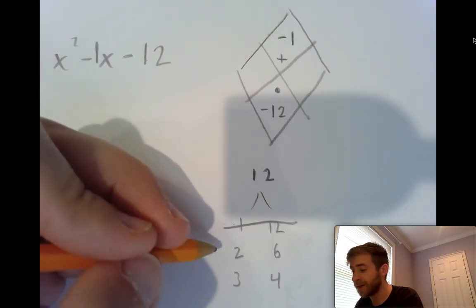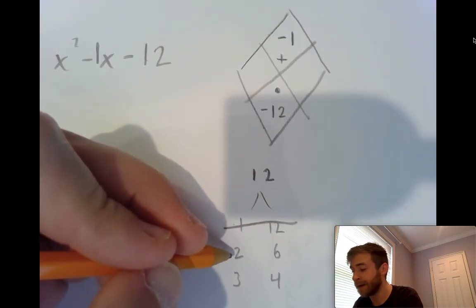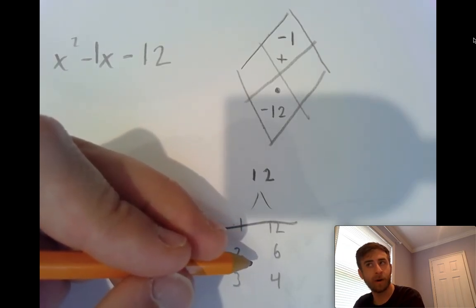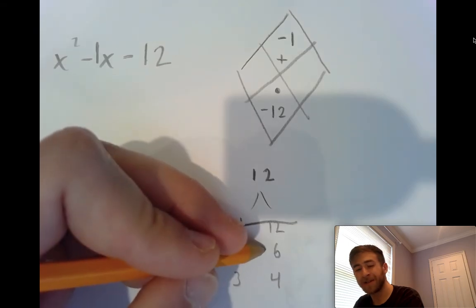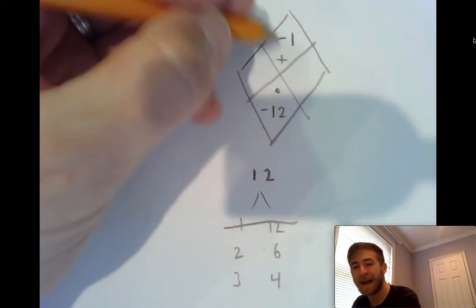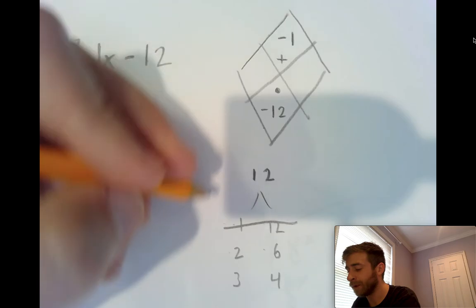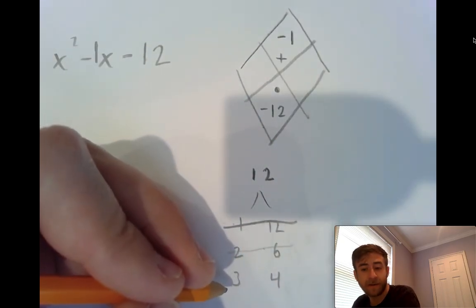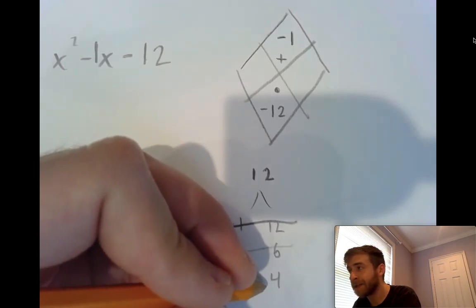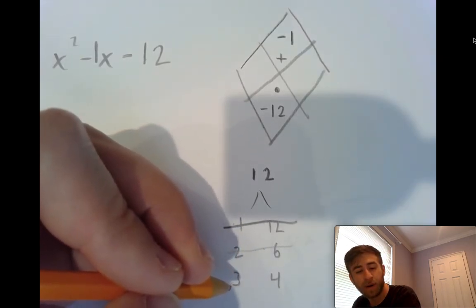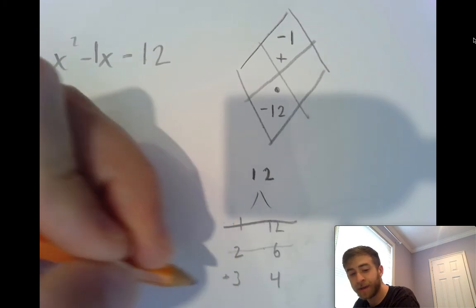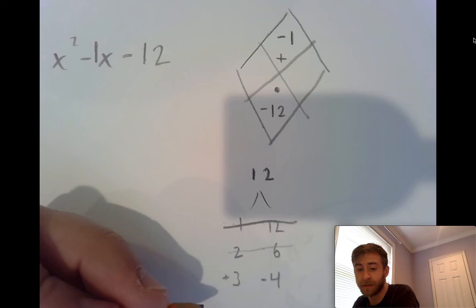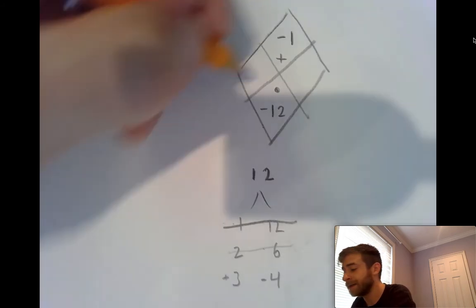2 and 6, if I add them together, both positive, they're going to make 8. If I have a negative 2 and a positive 6, that's going to be a positive 4. And if I have a positive 2 and a negative 6, that's going to be a negative 4. It never adds up to make a negative 1. But if I try these guys, 3 and 4, they make 7. And if I have a negative 3 and a positive 4, that's a positive 1. If I have a positive 3 and a negative 4, that's going to make negative 1. Positive 3 minus 4 makes negative 1.